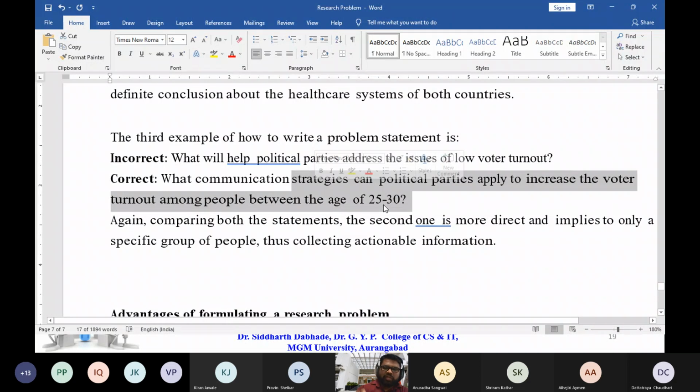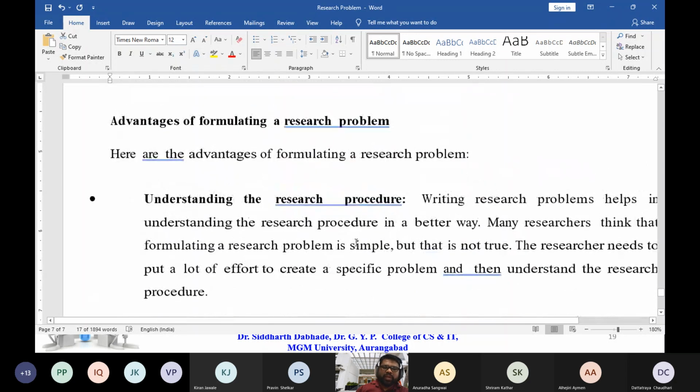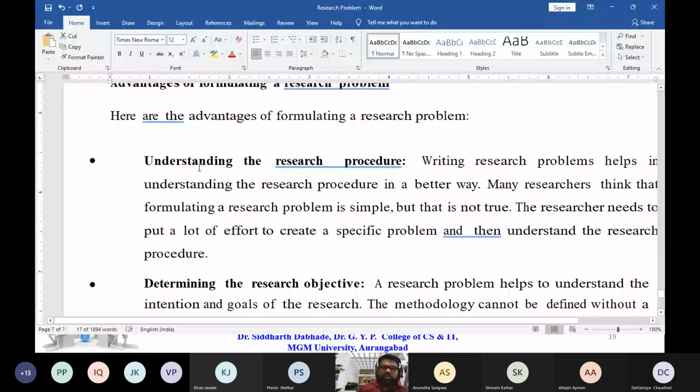So we have very limited people, and we need to perform a limited survey. We need to decide the particular areas where you are going to communicate with the political parties. Likewise, you need to decide the specific strategy while setting your research problem. So what are the advantages of formulating your research problem? First, understanding the research procedure.